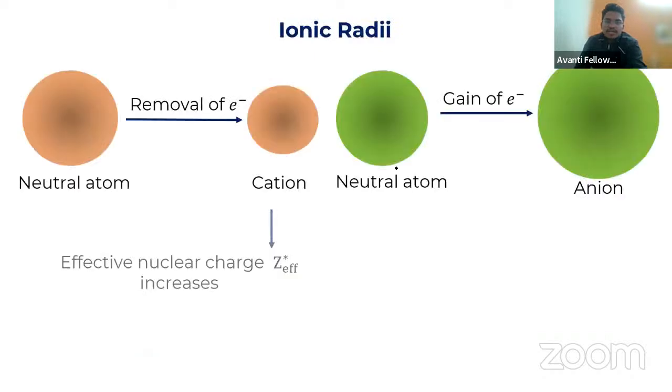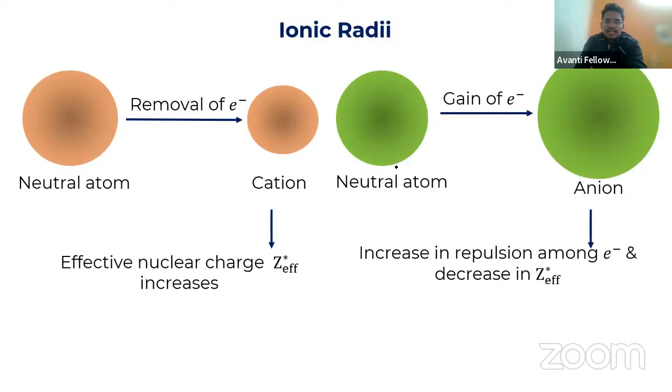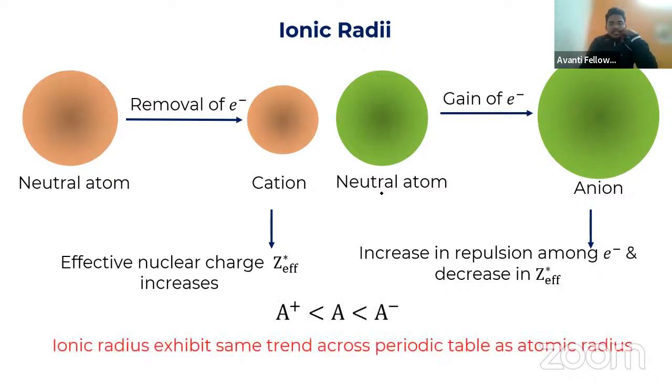Next, ionic radii. Ionic radii is simply of two types: one is cationic radii, another is anionic radii. So what are cationic radii and anionic radii? Cationic radii is simply what we get when we remove an electron from the neutral ground state atom, and it forms a cation. Whenever the neutral atom gains one electron, it becomes an anion.